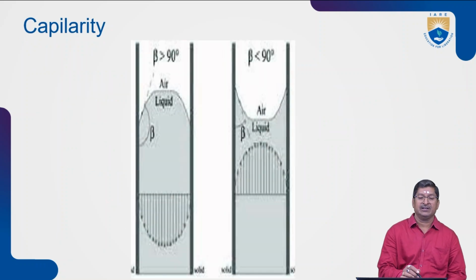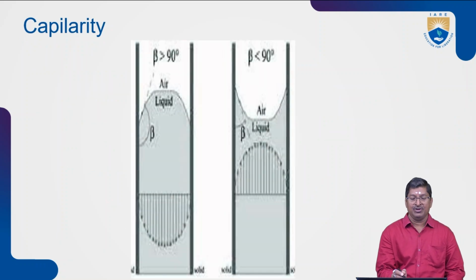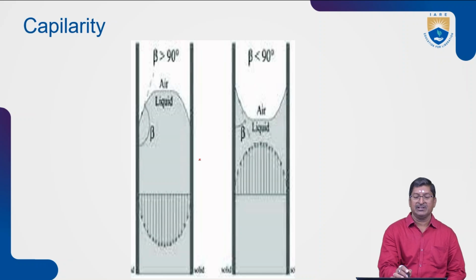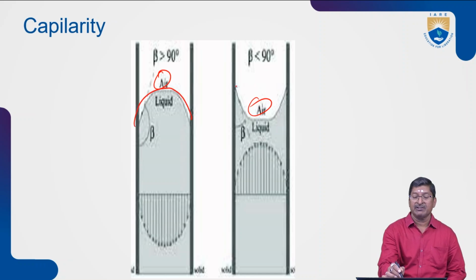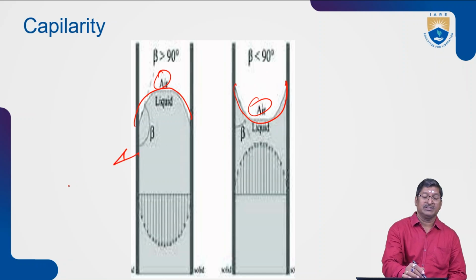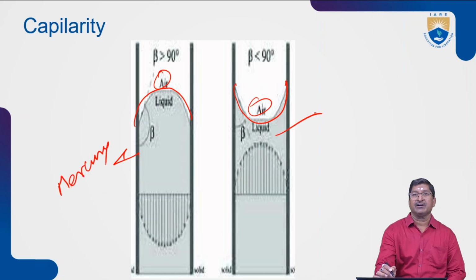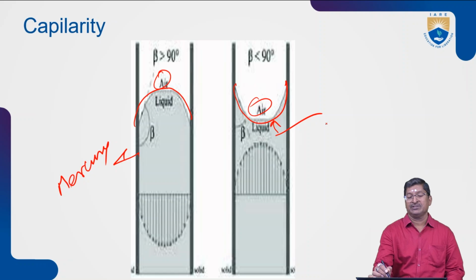You can see here different types of liquids. This is a liquid, over the top is air, here is also air. One is having a convex shape, one is having a concave shape. What is this convex shape? It is mercury. This one is a concave shape at the top surface, so it is water.